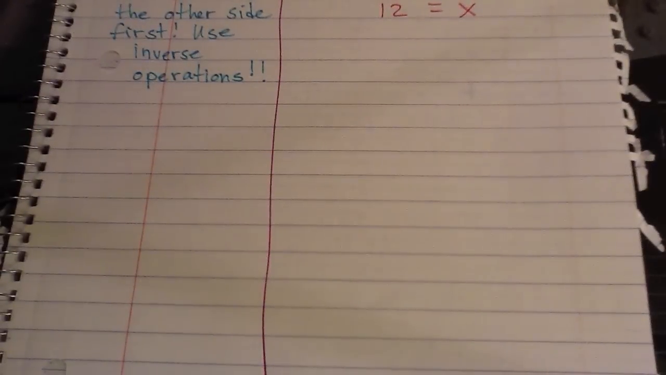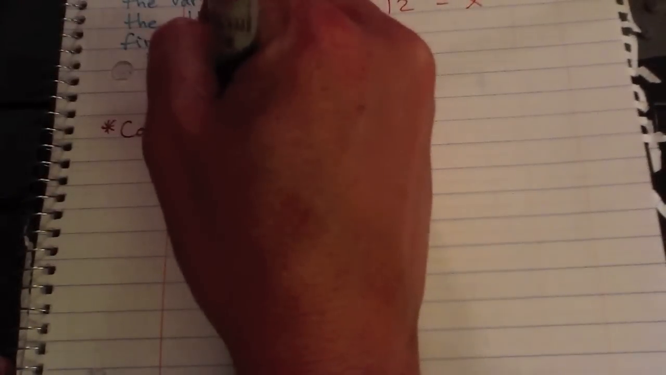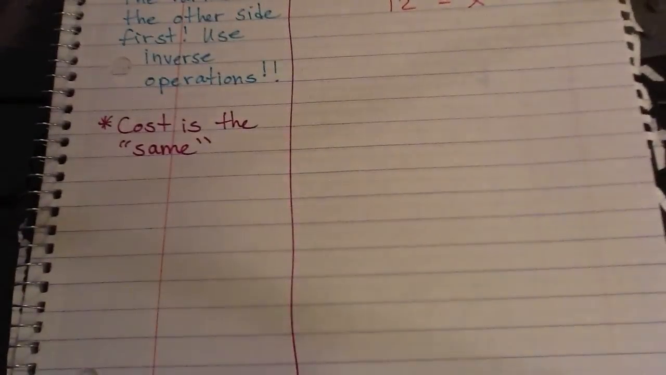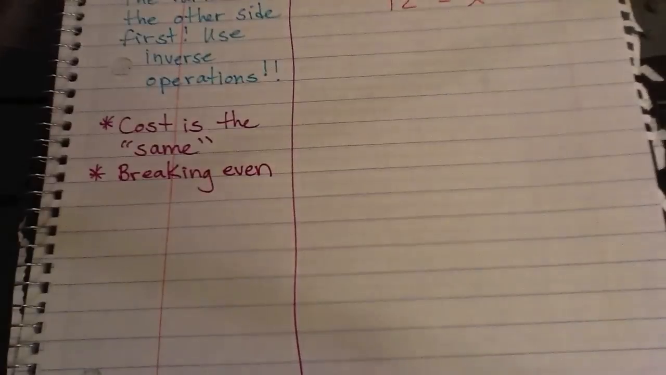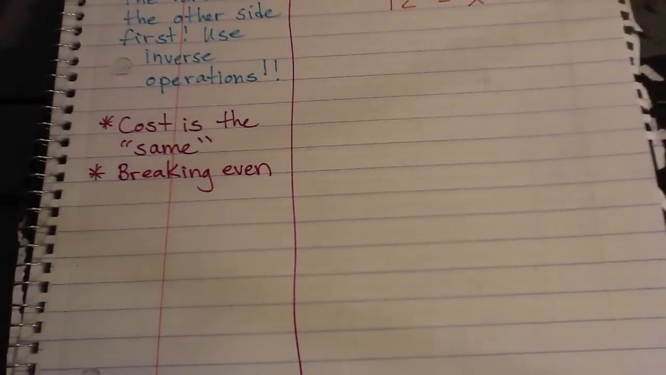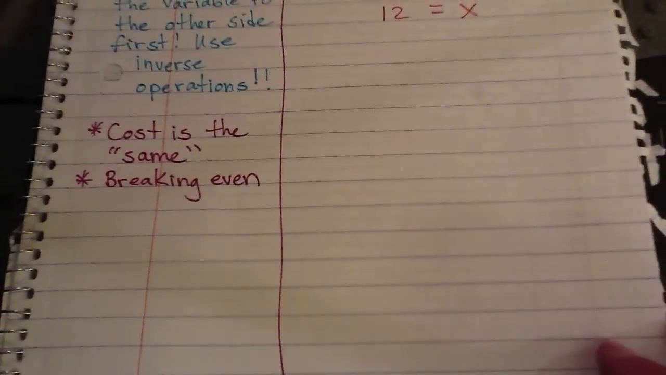So it talks about cost the same. When the cost is the same, or it might talk about breaking even. So maybe when a business breaks even before they start to make money. Anything like that where it's talking about when something is going to balance out. And we're going to look at that and talk about how you want to set those equations up.